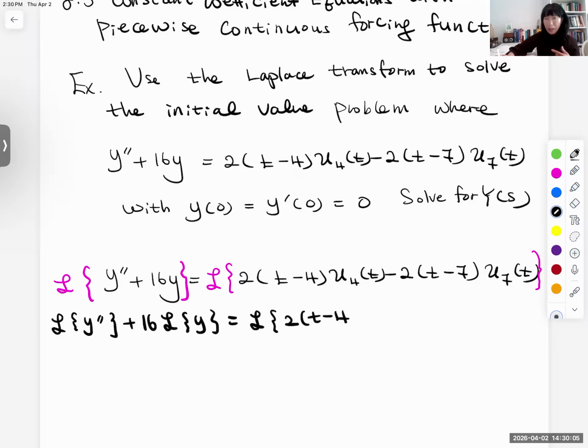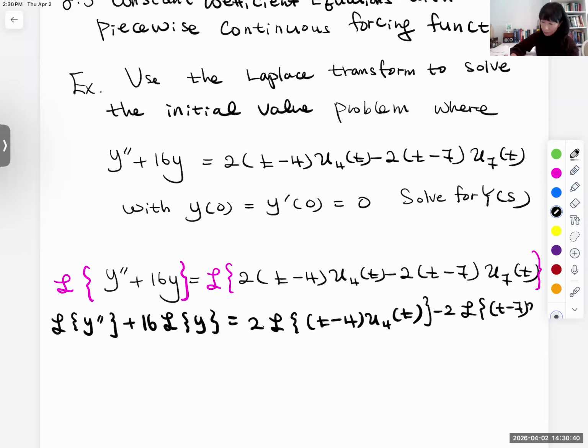2 times (t minus 4) u sub 4 of t. I want to take out the constant 2, so we have 2 Laplace of (t minus 4) u sub 4 of t, and then again, minus 2 Laplace of (t minus 7) u sub 7 of t. Okay, so let's work on this one.